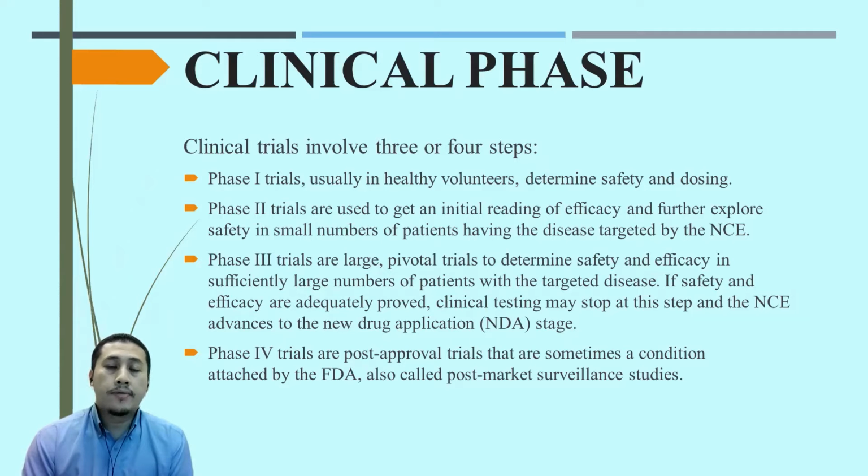Okay, so phase 2 and phase 3 are quite similar. The main difference between the two phases is just the number of participants. Phase 2 only involves hundreds of subjects, but phase 3 involves thousands of subjects. Phase 4 are post-approval trials. There is sometimes a condition attached by the FDA, also called post-market surveillance studies. After the drug is marketed, there will be phase 4, whereby there will be surveillance to see whether those drugs are actually producing any side effects or not, and so on.